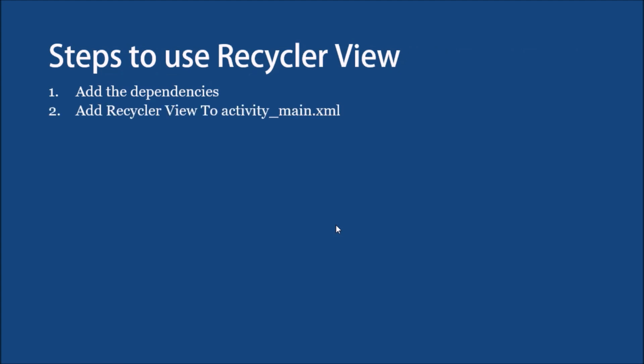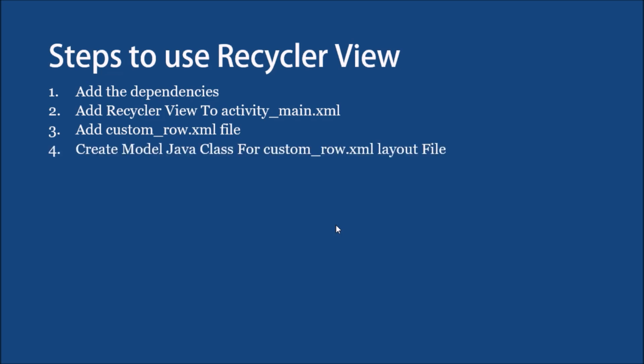In the second step, I would add RecyclerView to the activity_main.xml file. Next, I would create a custom_row.xml file. And after that, I'm going to create a model class that will implement all the variables that we will define in the form of tags in custom_row.xml. Okay, in the fifth step, I'm going to create a simple adapter Java class which will extend RecyclerView.Adapter class.